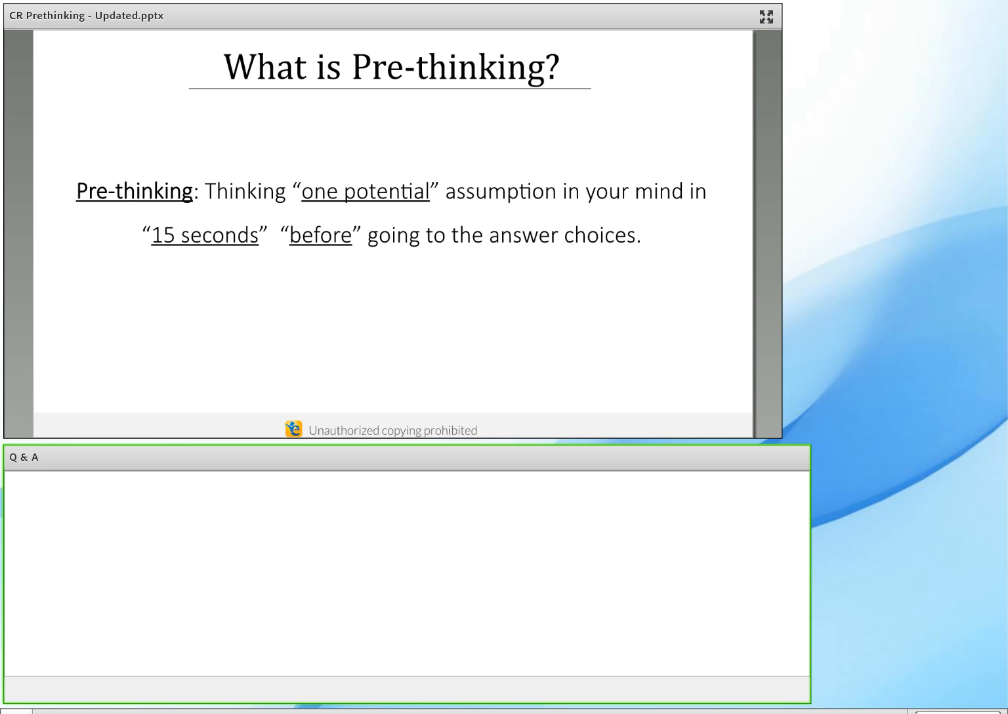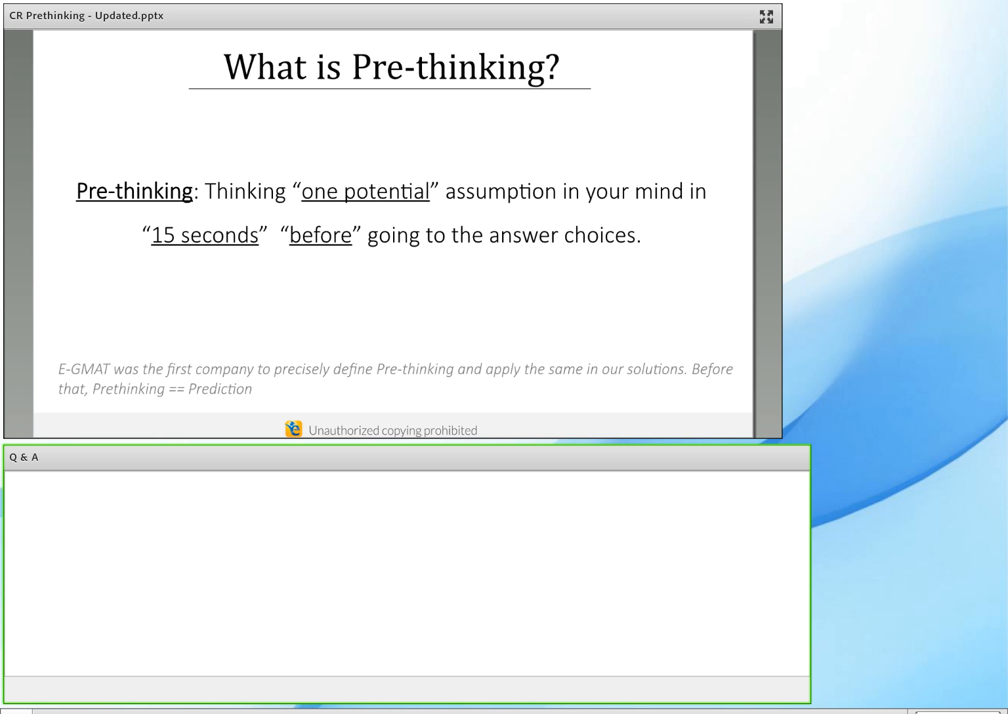Now, those of you starting, you probably will need a minute to do pre-thinking, and that's okay. But once you become a skilled pre-thinker, you only need about 15 seconds. And the third thing is, you do that before you start looking at answer choices. Once you read the content of answer choices, you can actually discard pre-thinking. Why? Because the additional information provided in answer choices tends to pollute your mind, and it tends to actually kill the entire pre-thinking process.